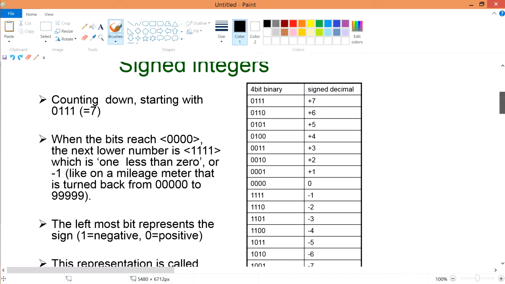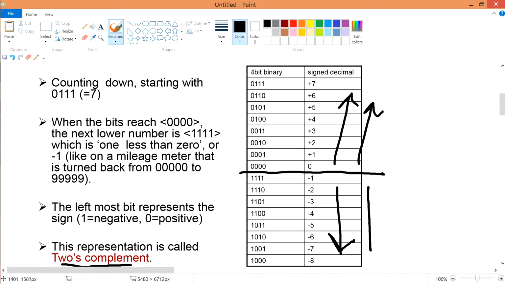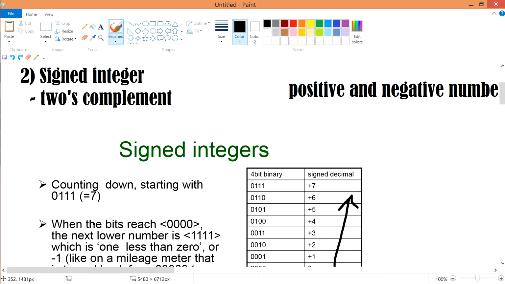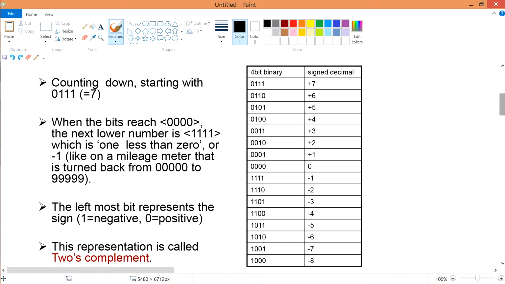And therefore the method of splitting your binaries into a positive section and a negative section is called 2's complement, because there is one complement in the positive and one complement in the negative, so to speak. So whenever you see signed integer or 2's complement, this means that you're talking about a binary that can represent positive and negative numbers.